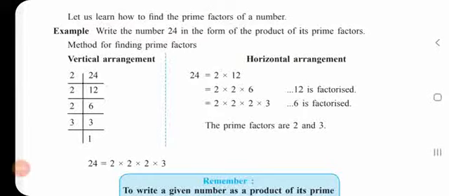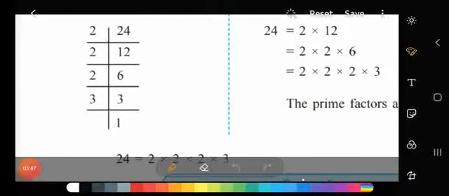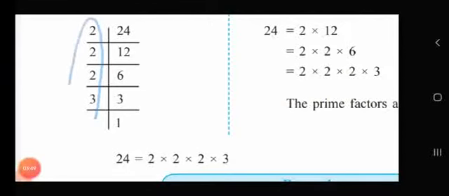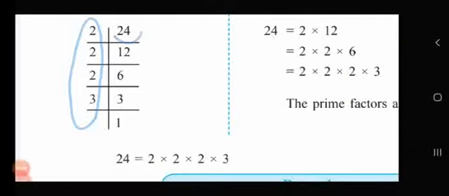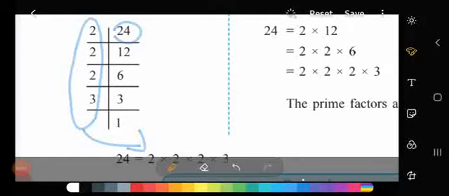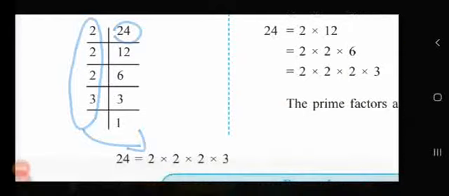So now these factors will be taken as prime factors of 24, and it can be written as 2 into 2 into 2 into 3. Like that, this is the vertical arrangement method.